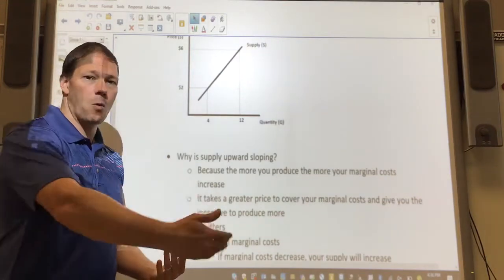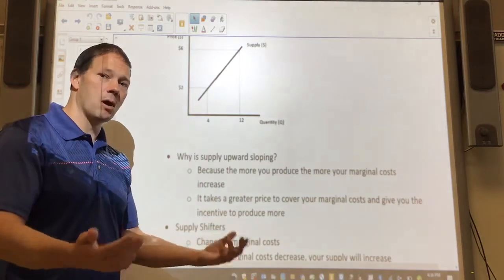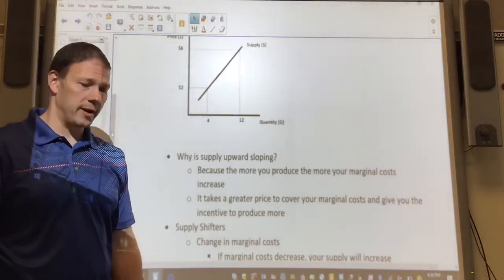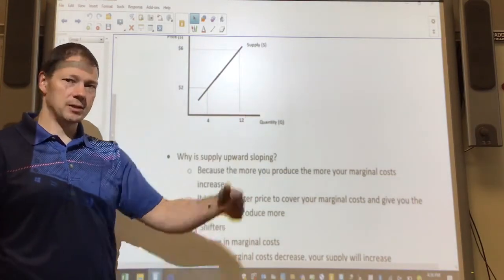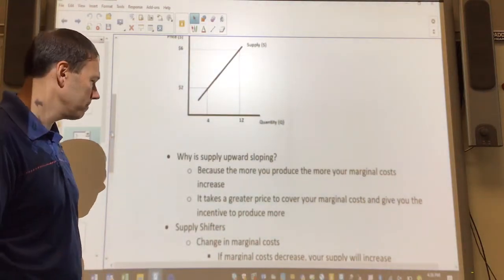If you want me to make more, if you want me to sacrifice more things via opportunity cost and whatnot, you got to pay the price. Or another way of thinking about it is this: at a low price, nobody wants to make that product because there's not much money to be made. As the price goes up, everybody wants to make it because there's money to be made, right? So you can think of it that way as well.